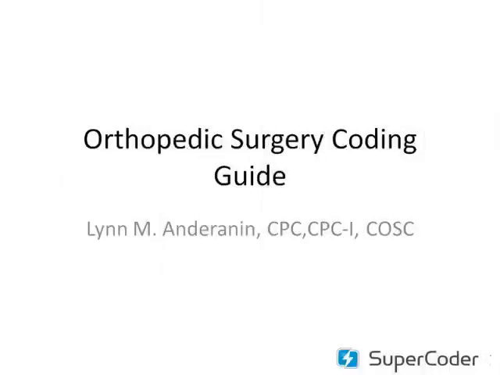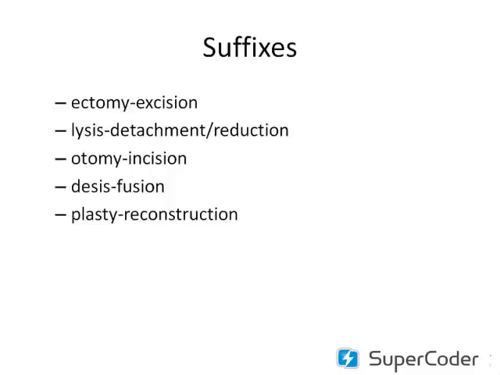We'll talk about some of those things as they come along. All right, if we go to slide number 2, when we're talking about orthopedic surgery coding, there are some suffixes that we need to identify that will help us choose the appropriate CPT code. And I've given you a list of 5 of these here. These are the most common ones that we use.